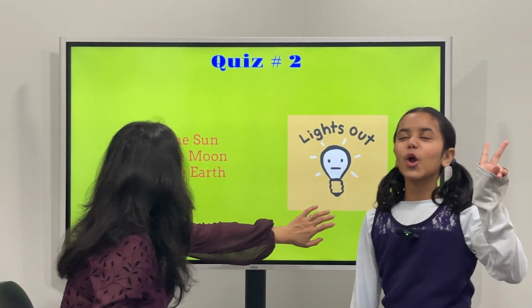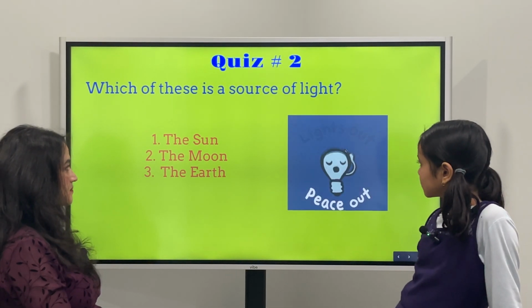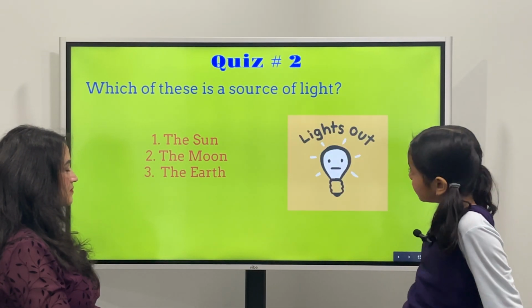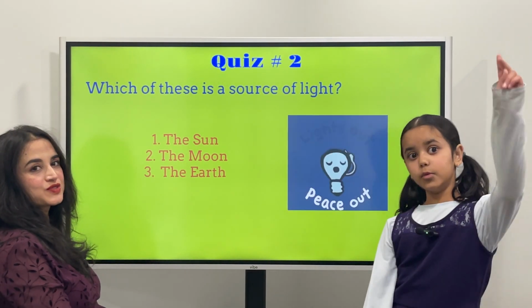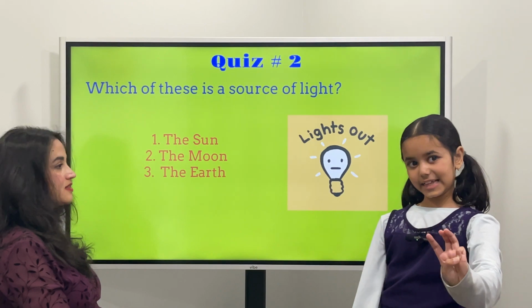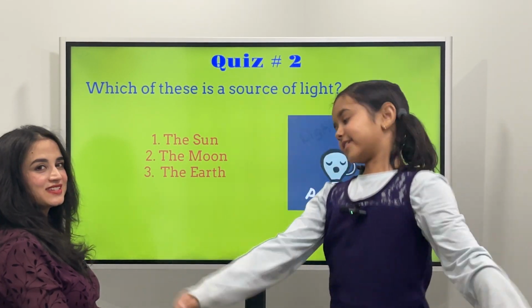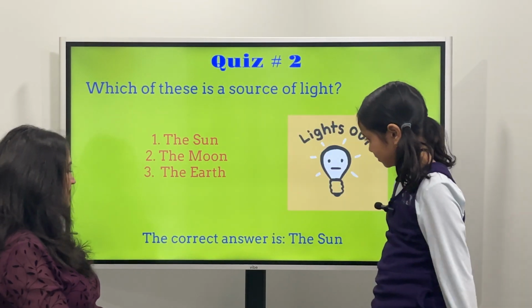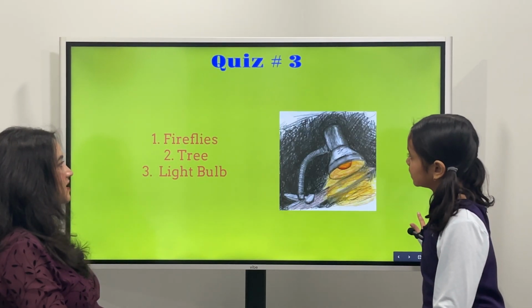Which of these is a source of light? Number 1, the sun. Number 2, the moon. Number 3, the earth. It's the sun. What do you think? Okay, let's see. Yeah, the sun. Of course, the one and only sun is the source of light.